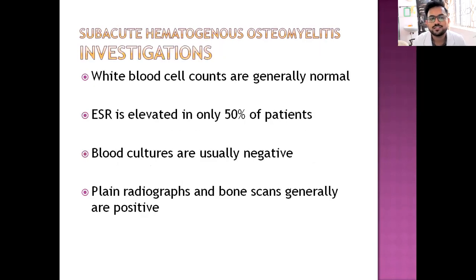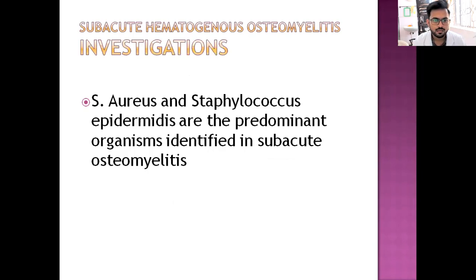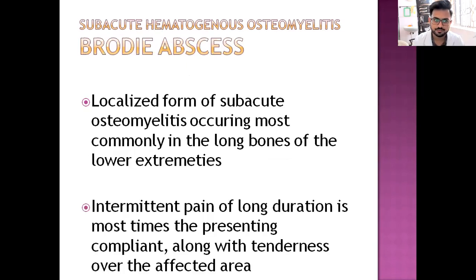There are some investigations which we will send for subacute hematogenous osteomyelitis. If you do a complete blood count, the WBC level can be raised, or it can be minimally normal also. ESR can be elevated in only 50% of individuals. Blood cultures, done to find the organism, are usually negative, and plain radiographs and bone scans are generally good indicators which, along with the clinical features, can be suggestive of subacute osteomyelitis. Staph aureus and Staphylococcus epidermidis are the prominent organisms identified in subacute osteomyelitis.